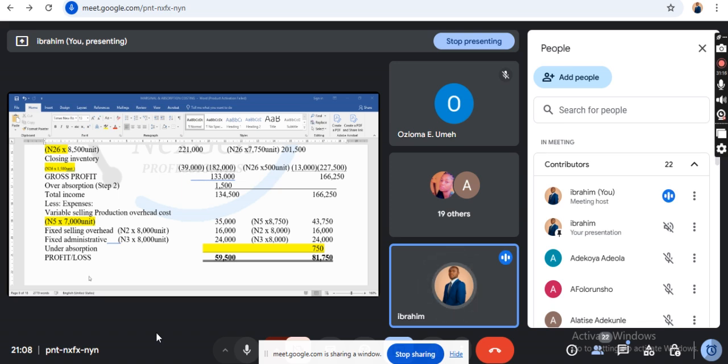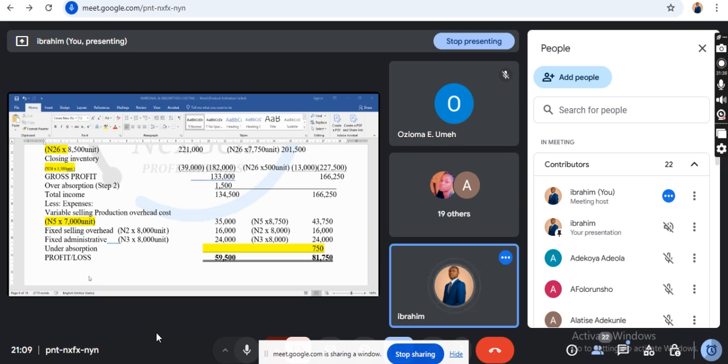Why? Because it is not based on what you consume. It is based on equal sharing. That basis of absorption is what is wrong. It's cheating. That is the reason why activity-based costing came into existence to replace the traditional approach.